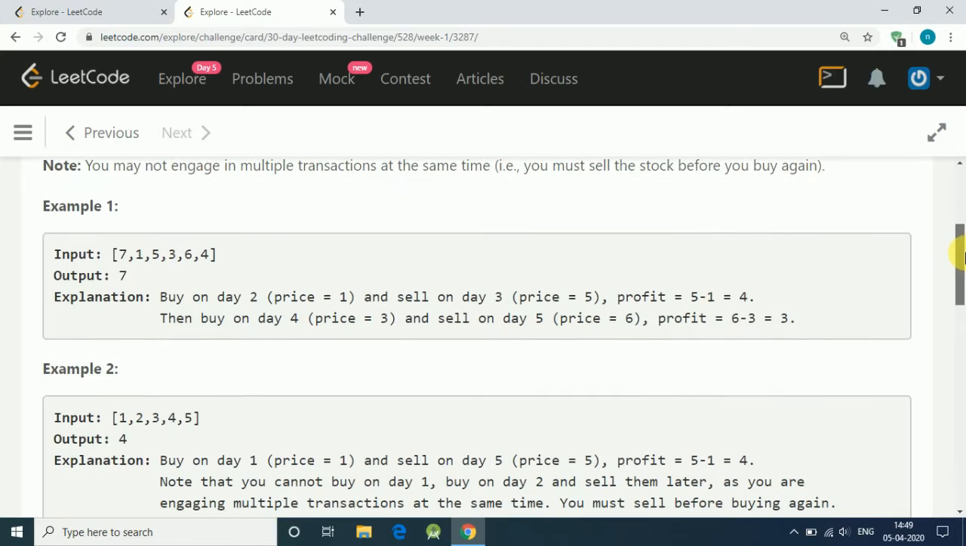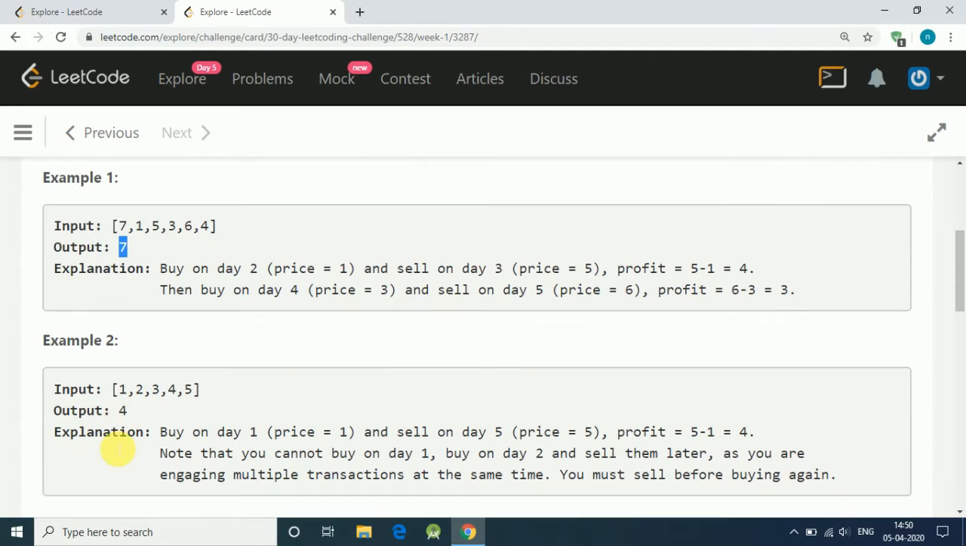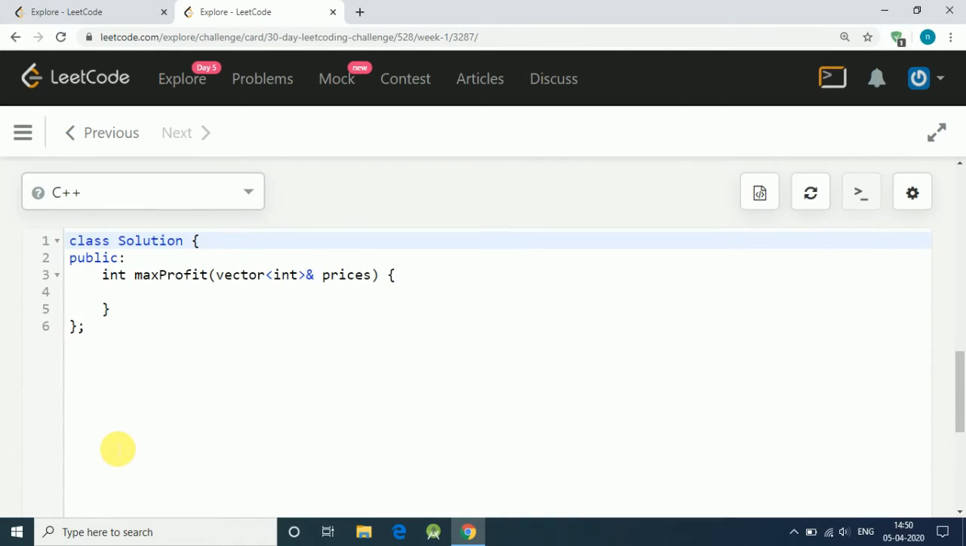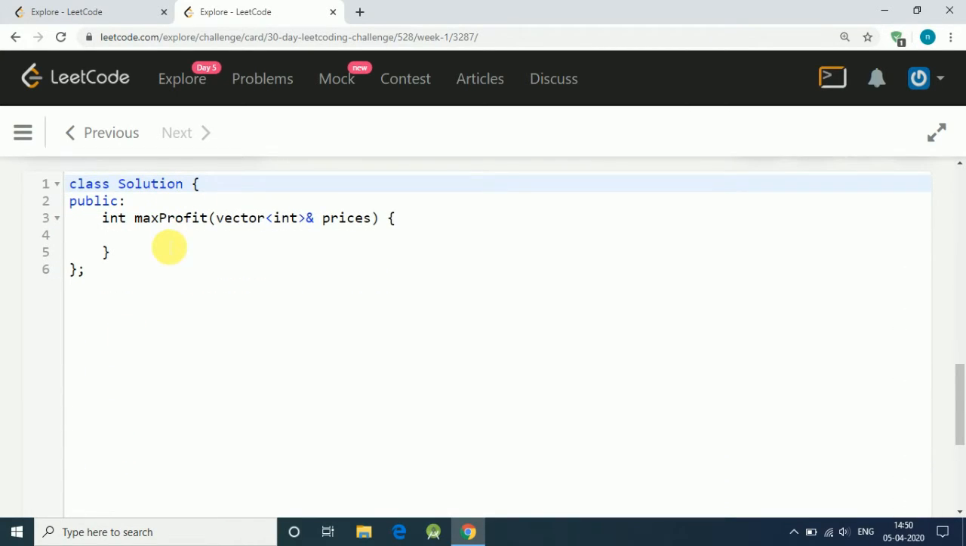And this is a sample example here, like we buy at 1 and sell at 5, we got 4 profit. We buy at 3 and sell at 6, we got 3 profit. The total is 7. That is our maximum profit. Here we can buy every day and sell it like so. We have to solve this. It is a very simple solution.